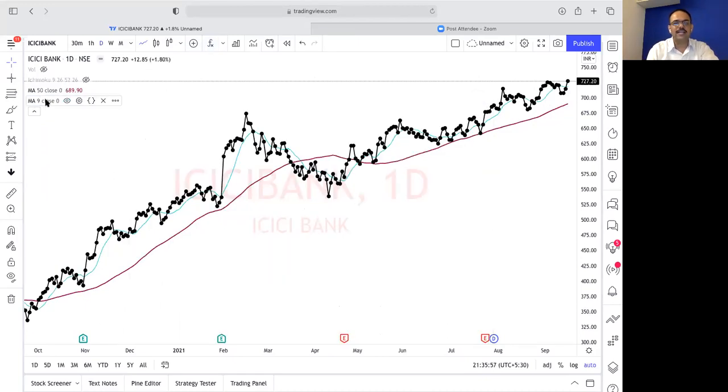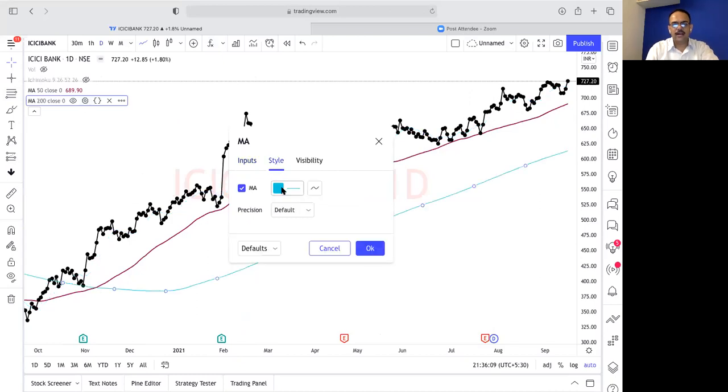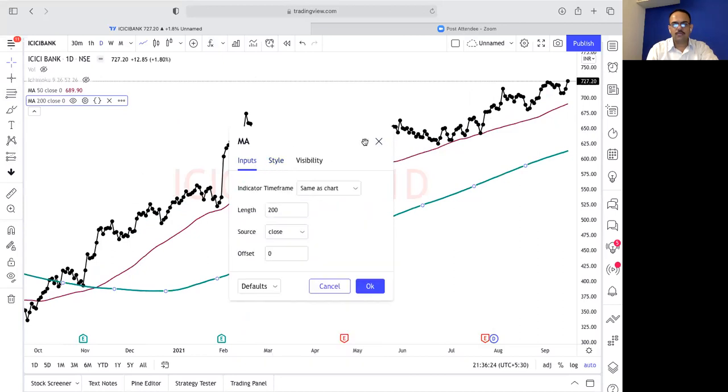You will have 9 days by default. Take your mouse to the left here, moving average, slide it to settings, click on settings. Now we want 200, so just change it to 200. Go to style and make it darker. Okay, instead of that, let me take it as green. So the input is 200.